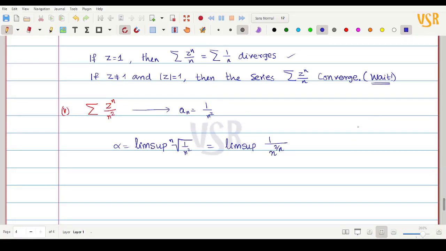Okay, we know that n to the power 1 by n converges to 1. So its square converges to 1 square. This square is n to the power 2 by n. So this will also converge to 1. Then the reciprocal, 1 divided by n to the power 2 by n, converges to 1 by 1. So this is a fully convergent sequence, so the limit supremum and the limit are all equal. So that is equal to 1. Hence alpha equal to 1. Then R is equal to 1 by alpha, that is also equal to 1.